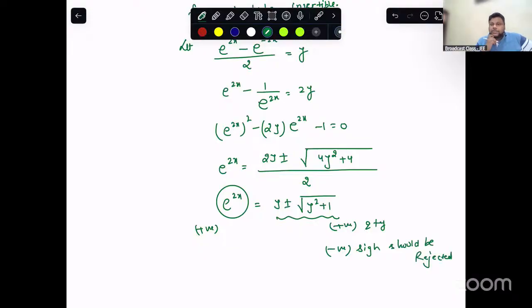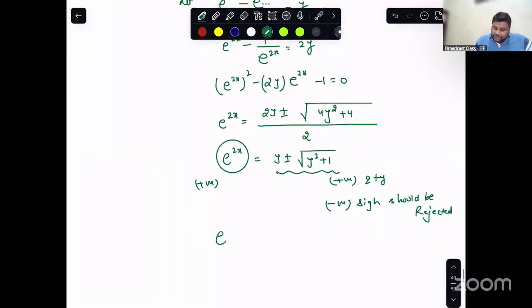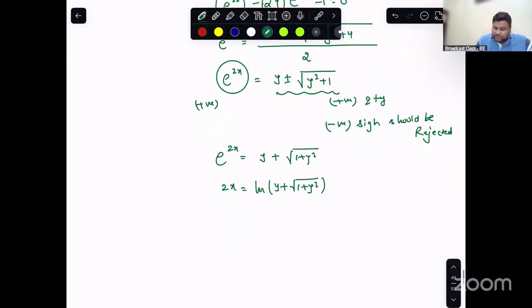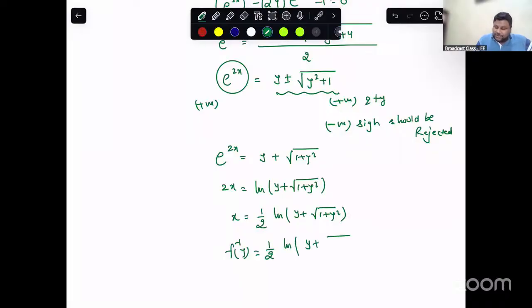Yes or no? Because if you keep the negative sign, y minus under root 1 plus y square is definitely going to be negative. So that means e to the power 2x is y plus under root of 1 plus y square. So 2x is what? ln of y plus under root of 1 plus y square. So x is what? Half of ln of y plus under root 1 plus y square. Correct?